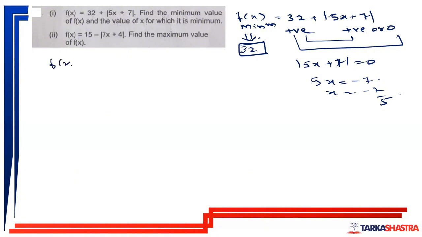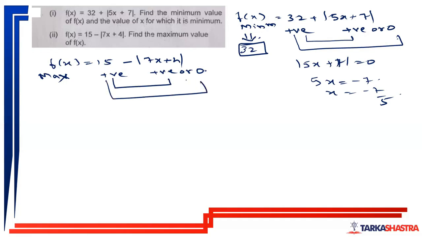Okay, then we have f of x is equal to 15 minus mod of 7x plus 4. Here we want to find out the maximum value. This is a positive value, this is a positive value, or 0. So if I take positive and positive, this will not be the maximum, it will always be less than 15. If I subtract 0 from 15, the maximum value I'll get is 15.